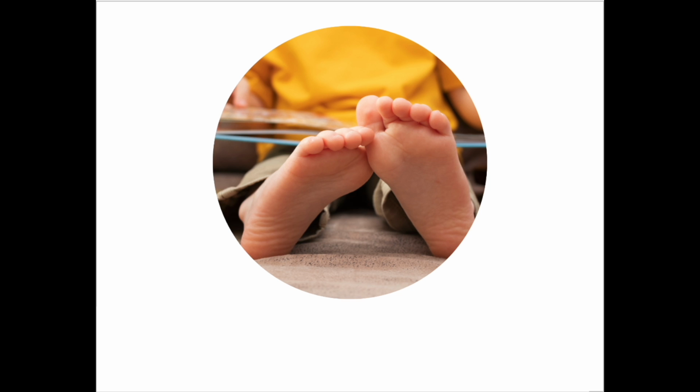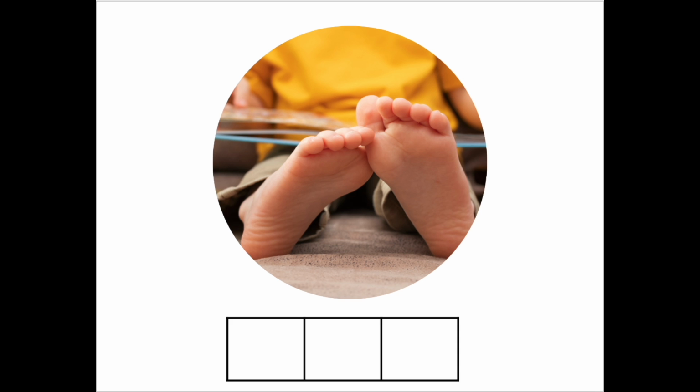Next word. Oh, these are feet. How many sounds do you count in the word feet? That's right, it's 3. What's the first sound you hear? F. That's right. We spell F with the letter F. What's the second sound you hear? E. Long E, we're going to spell that with 2 E's. And what's the last sound you hear? T. We spell the T sound with the letter T.